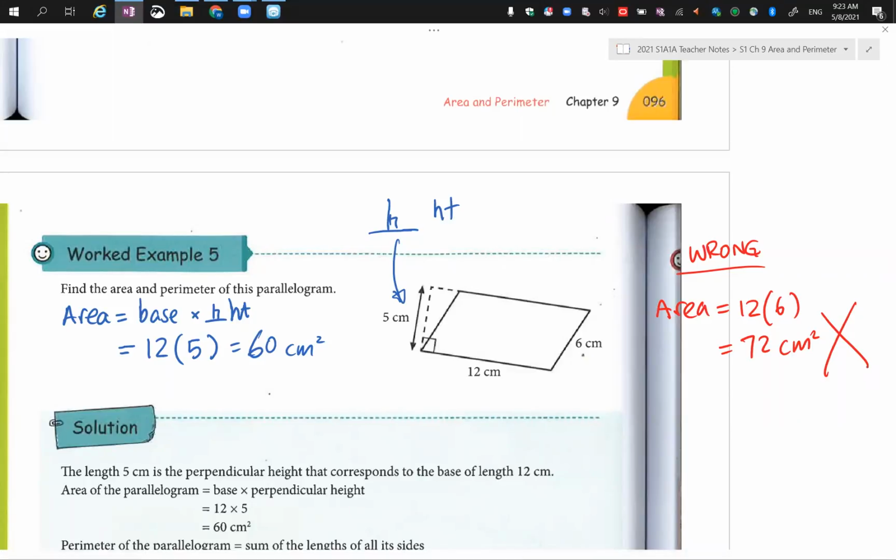Which number is wrong? Is it the 12 or the 6 that is wrong? The 6 is wrong, right? What's wrong with it? What should it be? Fari wants to try, is it? Fari says 5. Why should it be 5?